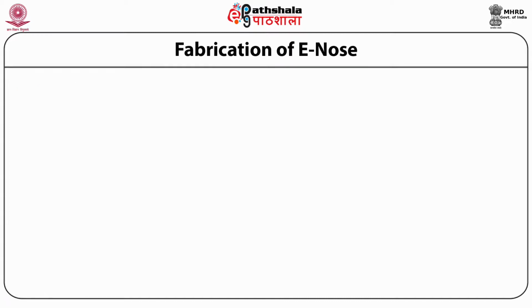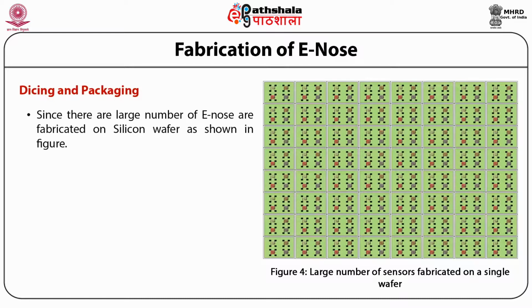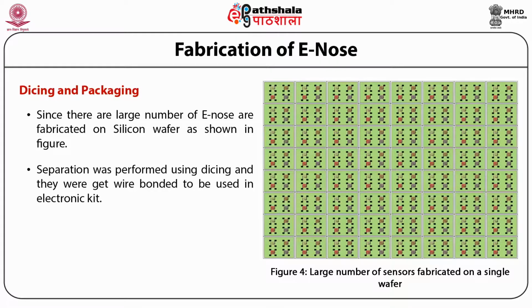Let us now discuss dicing and packaging. Since a large number of E-noses are fabricated on the silicon wafer, as shown in this figure, separation was performed using dicing, and they were wire bonded to be used in an electronic kit. So this figure shows a large number of sensors fabricated on a single wafer.